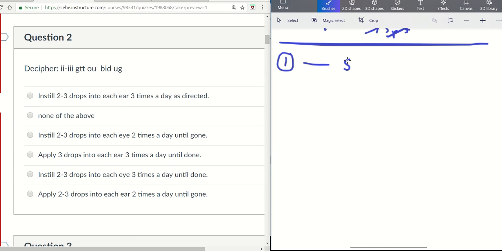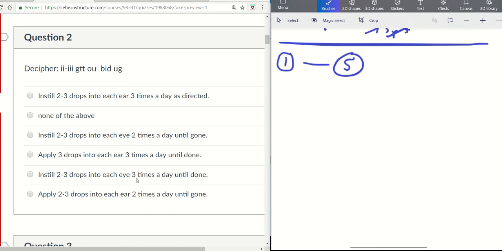Number 2. Drops to the OU, both eyes. So what is the verb? Drops. So instill. So you can cross out apply and apply. So let's focus on the instill choices. Instill 2 to 3 drops into each eye or ear? Eye. So eliminate the one that says ear.